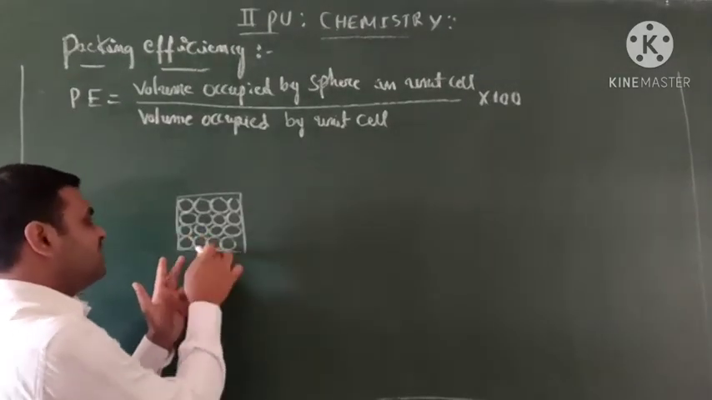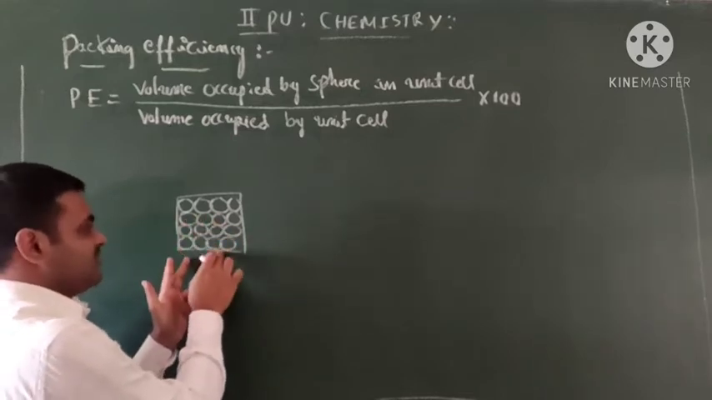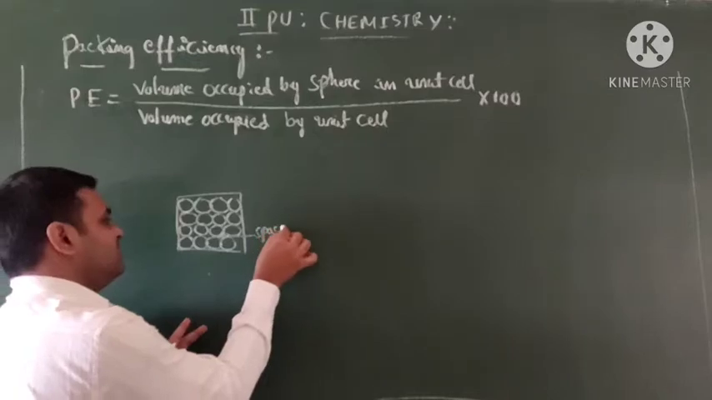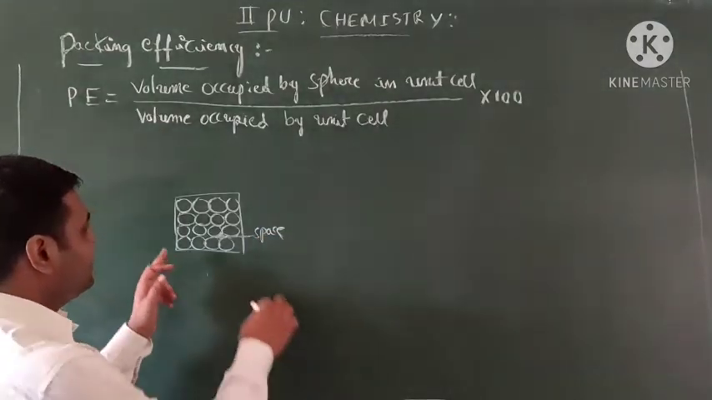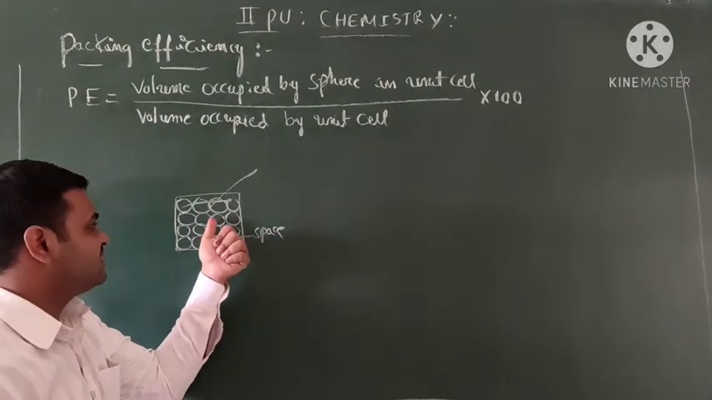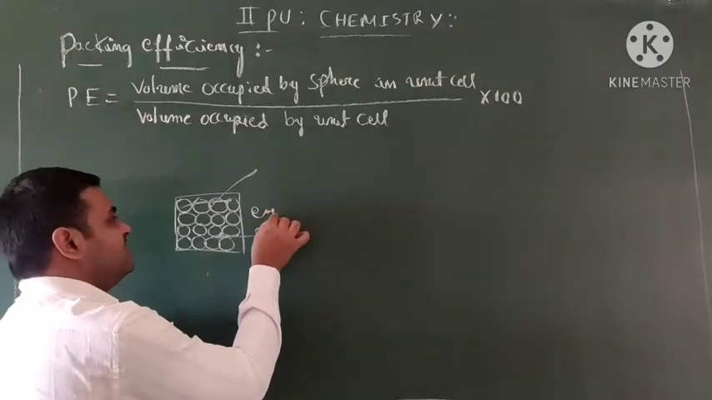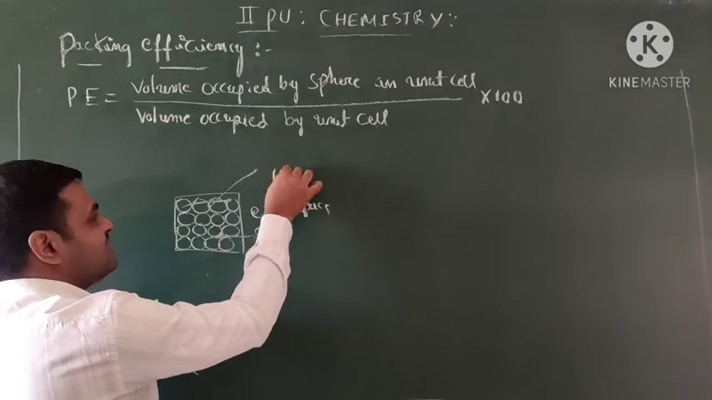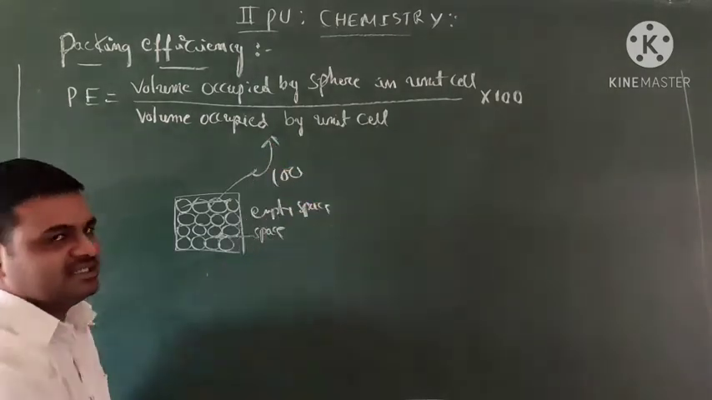How much sphere was inserted in that box? The rest is the space, which is not considered. The remaining spaces we call empty space. So the overall percentage we consider as packing efficiency.